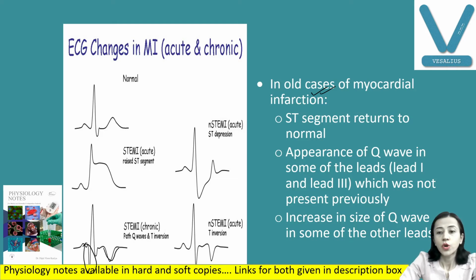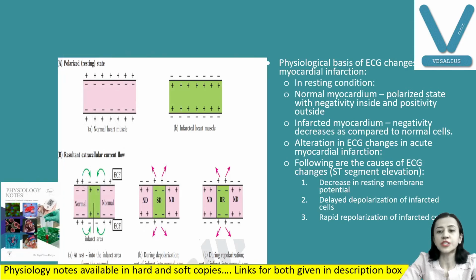Now, what is the physiological basis of these ECG changes? Why is there ST elevation and T inversion? In resting condition, this is normal myocardium, normal cardiac muscle, that is in polarized state, but the infarcted area is also in polarized state. Normal myocardium has negativity inside, but infarcted myocardium has positivity inside, or you can say there is decrease in the negativity.